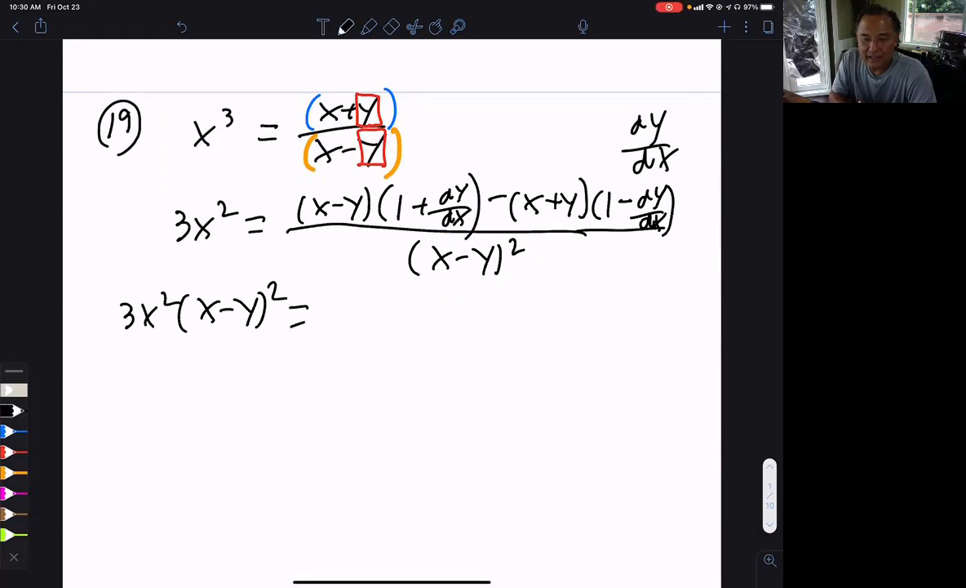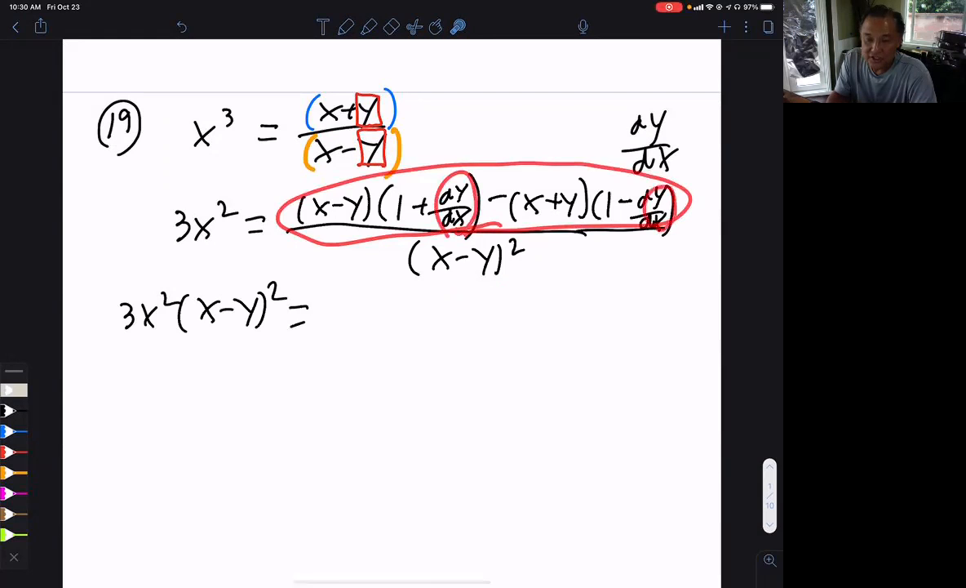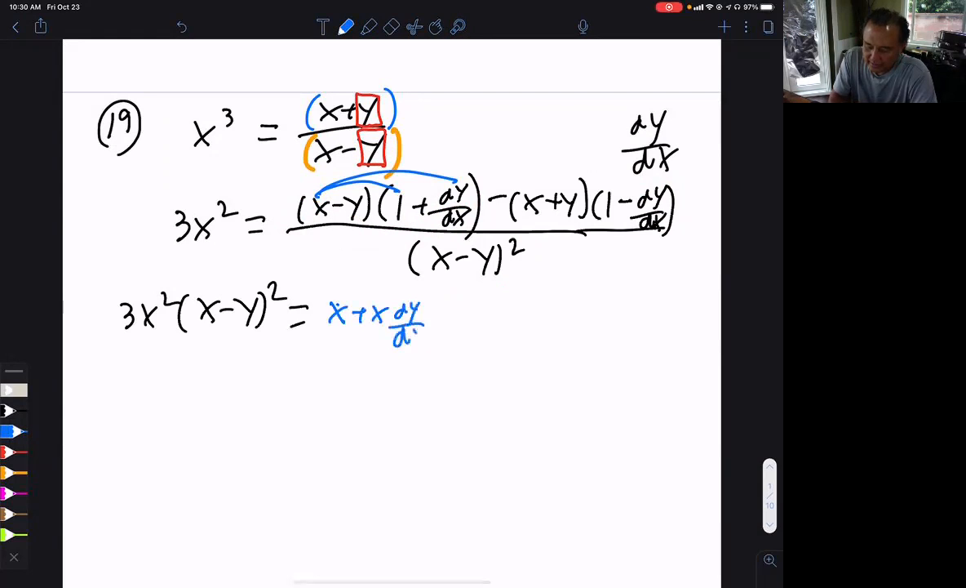Now on the right side, I need to simplify the top. I need to isolate dy dx, but they're stuck in the parentheses. The only way I can set them free is to distribute and do all that. So that's what I'm going to do next. Distribute the x there and there. I'm going to get x plus x dy dx. I will now distribute the y there and there. I'll get minus y dy dx.